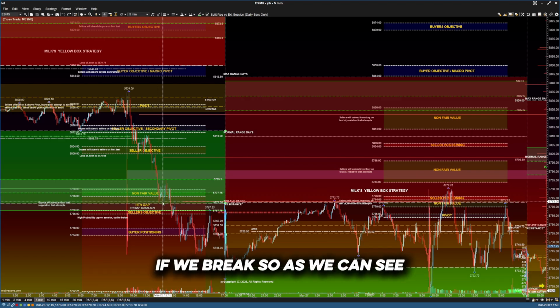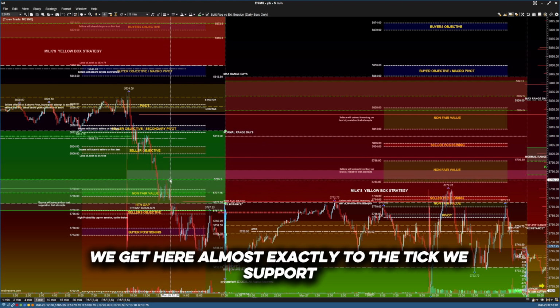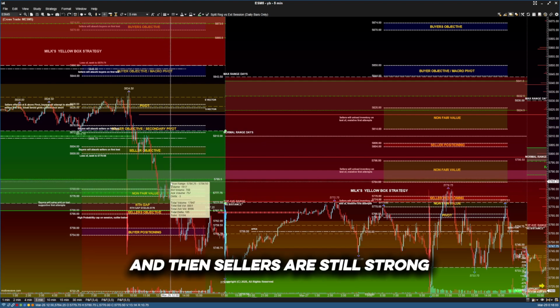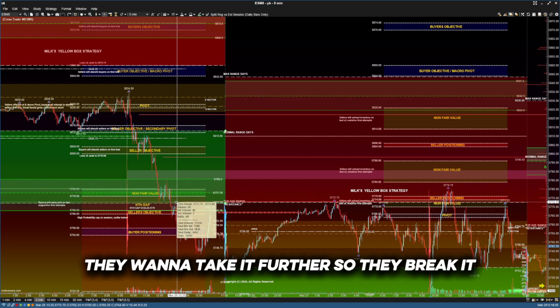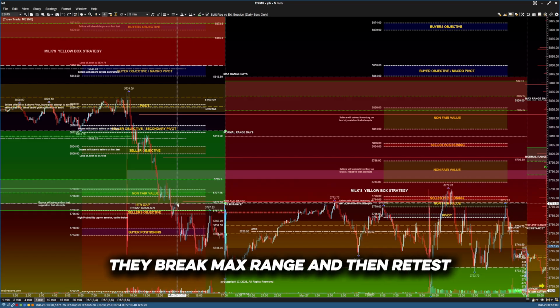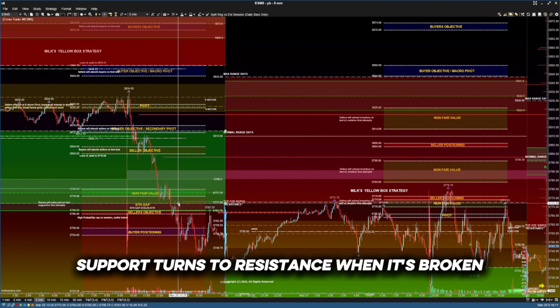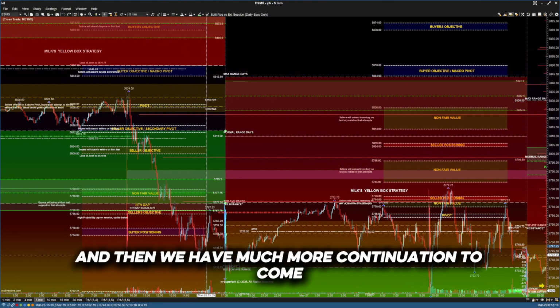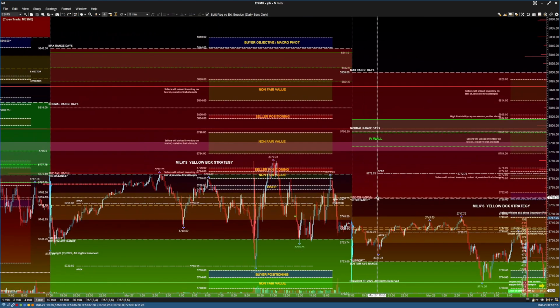So as we can see, we get here almost exactly to the tick, we get support, and then sellers are still strong. They want to take it further. So they break it, they break max range, and then retest, support turns to resistance when it's broken. And then we have much more continuation to come.